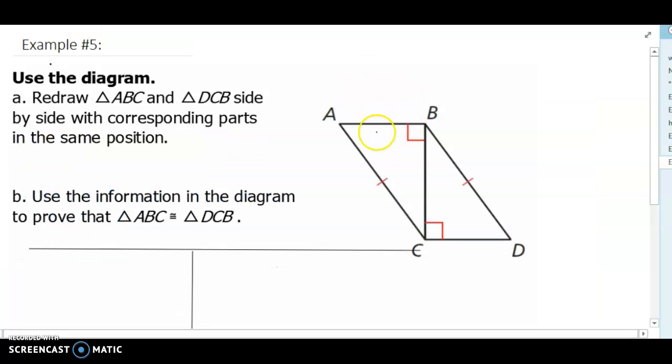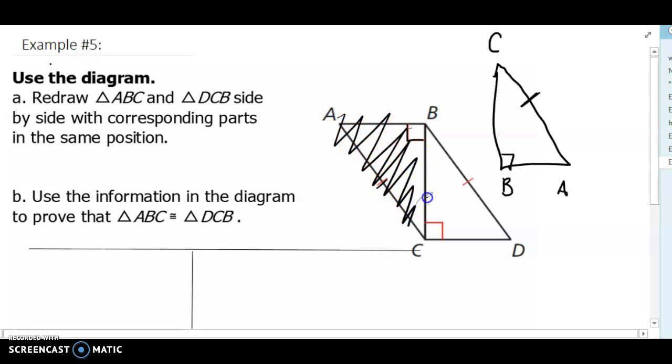All right, let's look at this final example. It first wants us to redraw triangle ABC and triangle DCB so that their corresponding parts are in the same position. So I'm just going to redraw triangle ABC on the left to look like BCD on the right. Okay, so think of it like a rotation of 180 degrees. So C, B, A. Okay, and I know AC has one hash mark, and I know angle B is a right angle. Okay, so now I can just disregard this. All right, now I want you to try to write this proof on your own, and then we'll go over it.